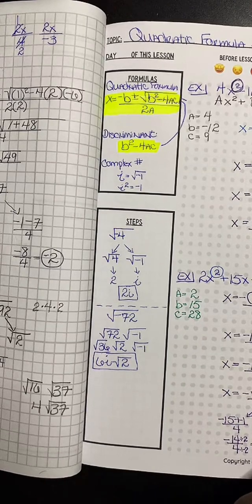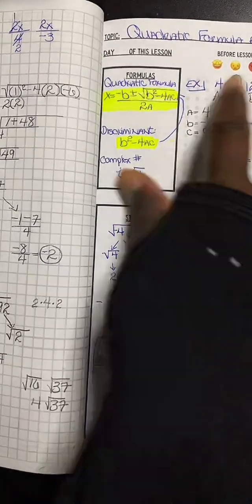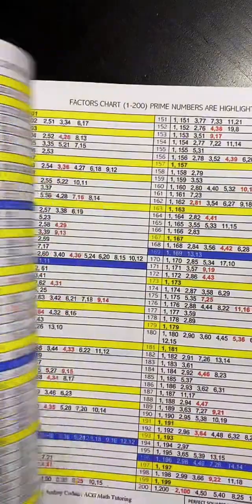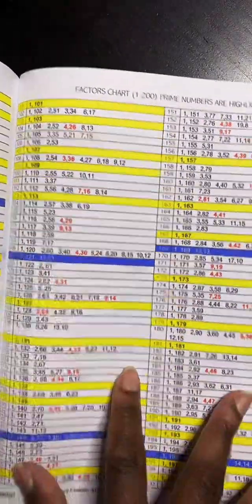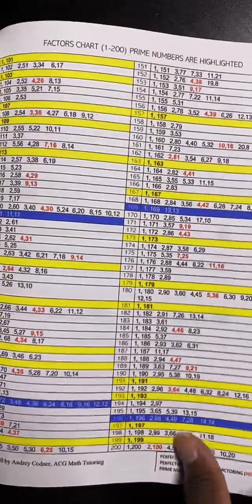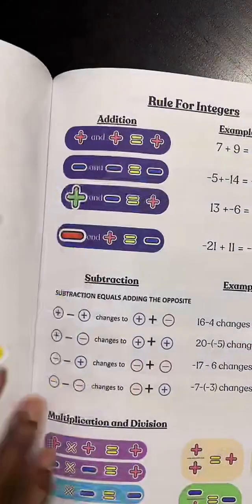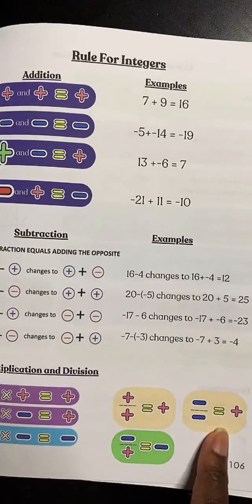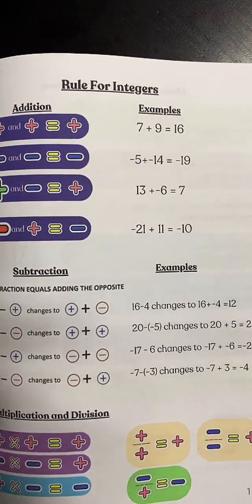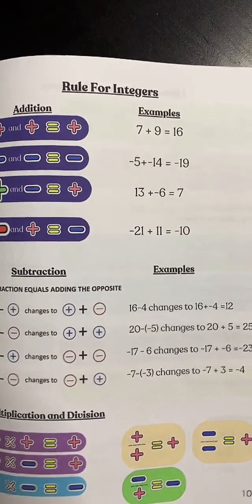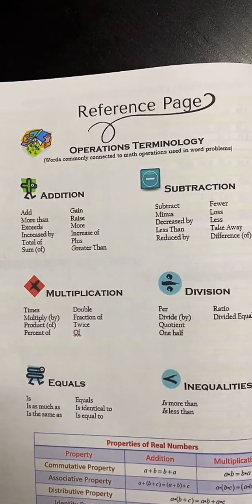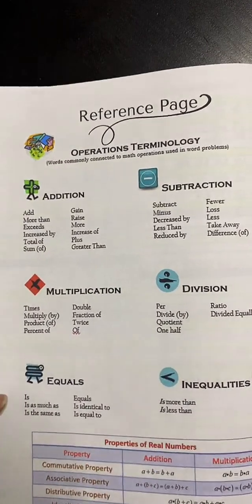I appreciate it. Okay. So if you like the structure of this notebook, I actually designed this as well as resources that can help you out, like this factor sheet that we just used from 1 to 200. So with this, we have other references like adding, subtracting integers and multiplying, dividing. Like what are those rules that we need to understand and keep in mind when we're solving. Also, the most common words used in word problems to help us add, subtract, multiply, divide, equals, and also inequalities.